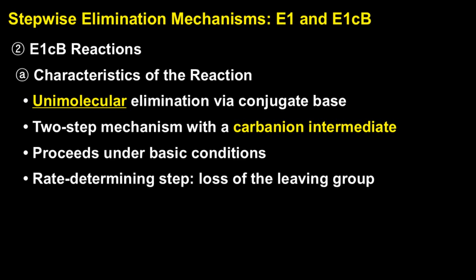If there's a carbonyl group nearby, that carbanion is often stabilized as an enolate. Then, in the second step, the leaving group, which is usually a poor one, like hydroxide, gets kicked out. And here's the key point. In E1cB, it's not the deprotonation that's slow. The rate-determining step is actually the departure of the leaving group.